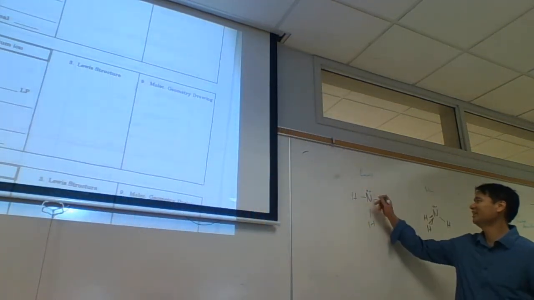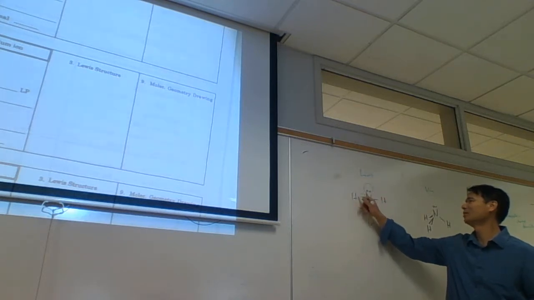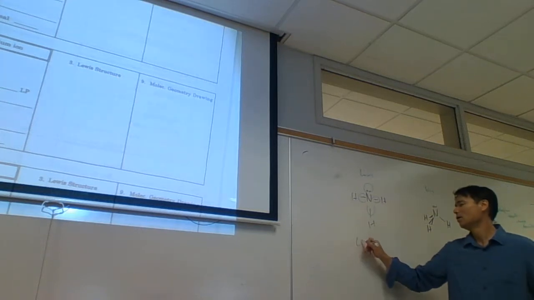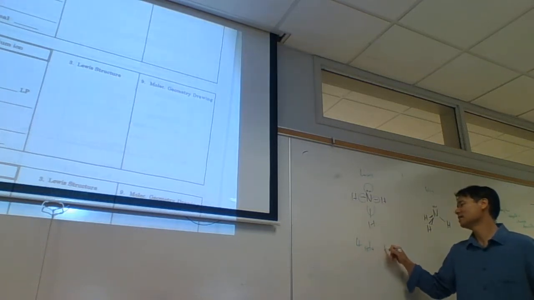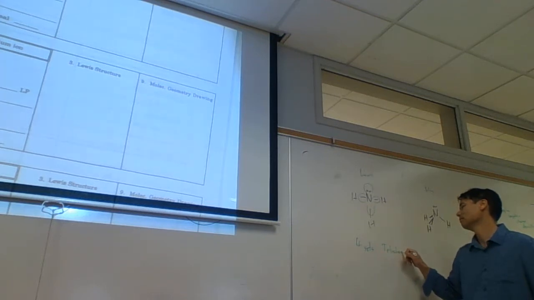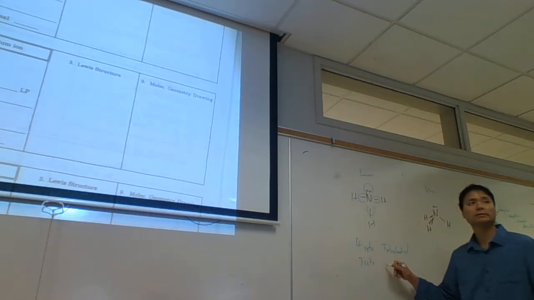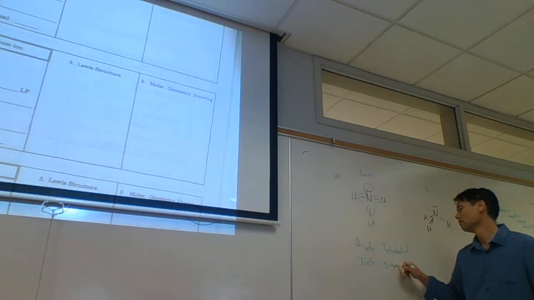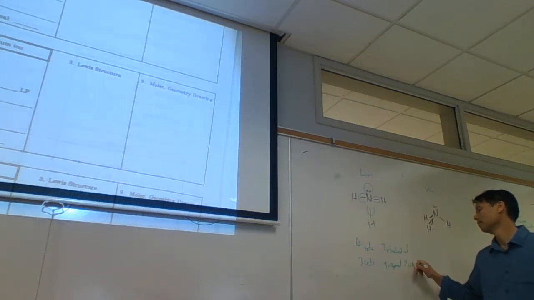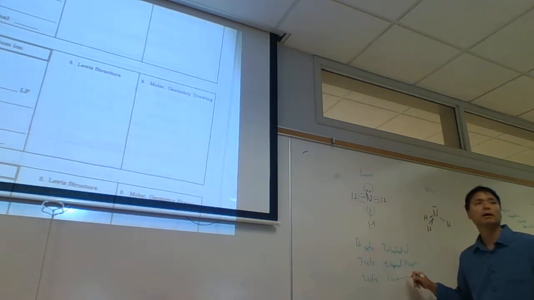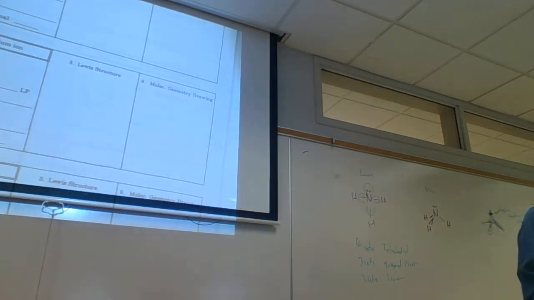The set geometry just looks at the groups. 1 group, 2 groups, 3 groups, 4 groups. If you have 4 groups, it's like this. 4 sets, it's tetrahedral. 3 sets equals trigonal planar. 2 sets equals linear. So the first thing we do is we look at how many sets there are. We'll just count it.